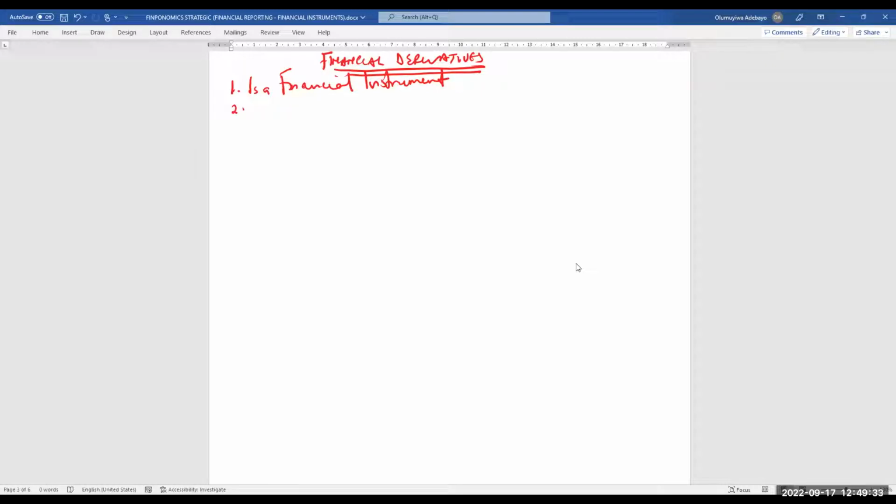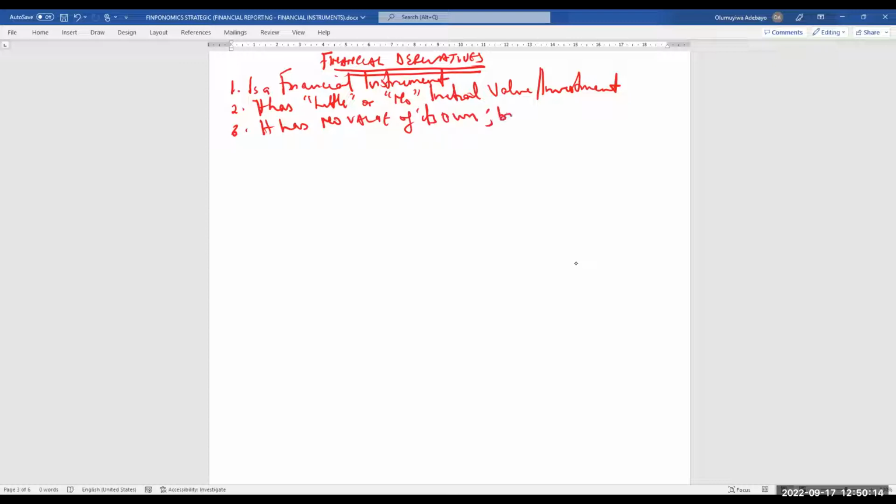Second, usually it has little or no initial value or investment. The third attribute is that it has no value of its own, but it derives its value from the changes in the value of underlyings.